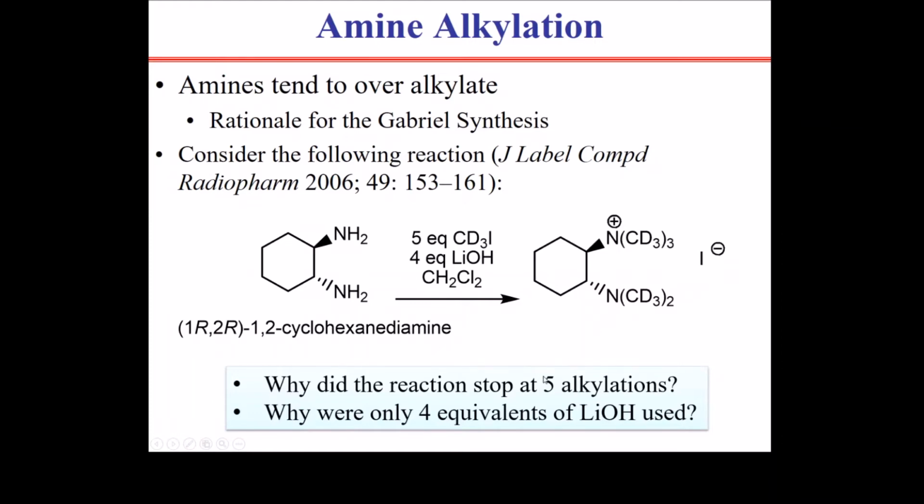So why did it stop at 5 alkylations? Why didn't the bottom nitrogen also alkylate 3 times? Well, that's what the data suggested, but it's probably also because once you get a positive charge on this nitrogen, then that starts to present a problem. This nitrogen has a hard time attacking electrophiles because the positive charge is kind of pushing them away. So it stopped at this point.